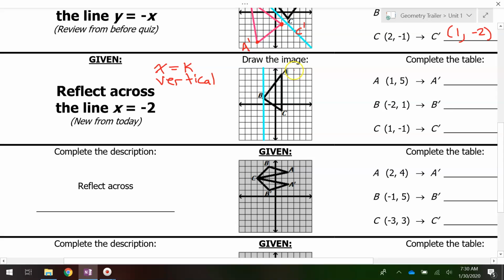So the easiest thing to do is to just do this visually. So look at point A. That's 3 units to the right of this line. So I'm going to go 3 units to the left, and that will be A prime. Point B is right on the line, so it's not going to move. Point C, again, is 3 units to the right, so I'm going to go 3 units to the left. All right, so that will give me my A prime, B prime, and C prime.